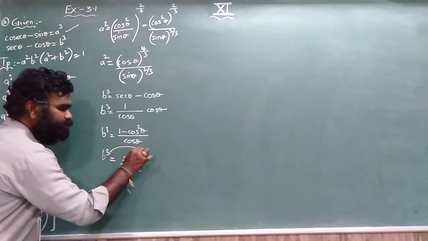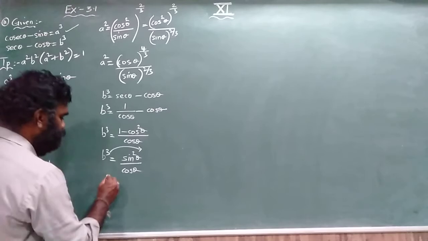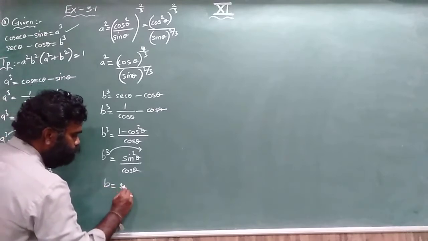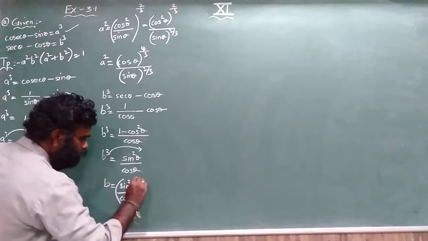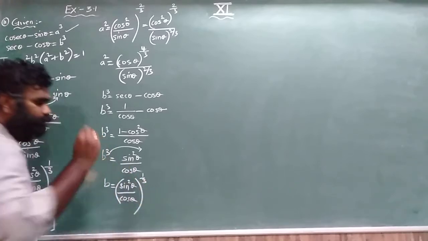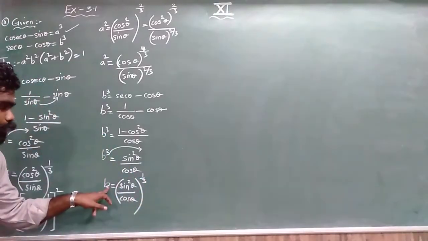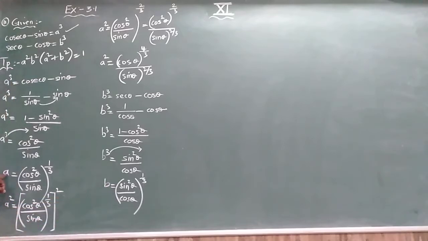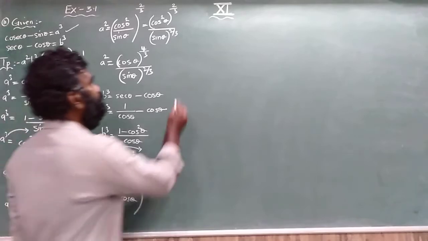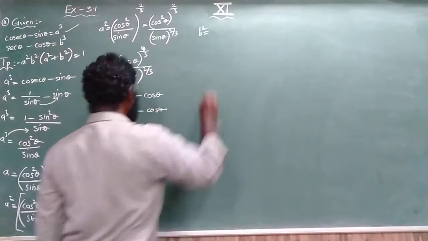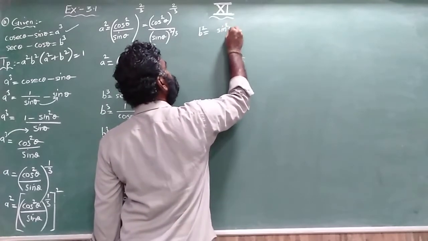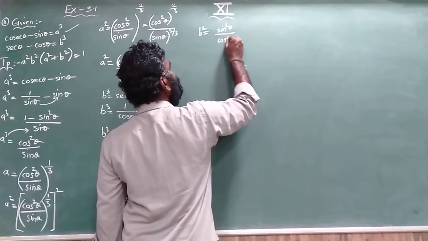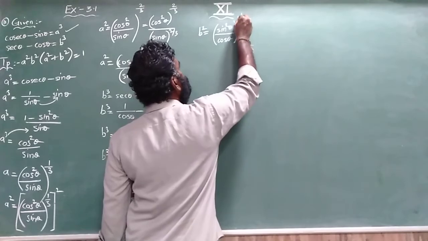Now this cube comes to this side and becomes whole power of 1 by 3. So b is equal to sin square theta divided by cos theta, whole power of 1 by 3. Now we need the square, no? As like a, I am squaring; for b also I want to make a square. So b square is equal to sin square theta divided by cos theta, whole power of 1 by 3, squared.